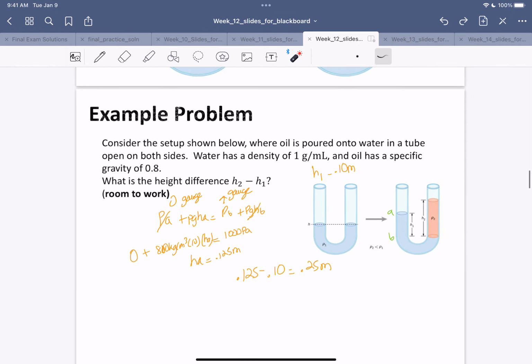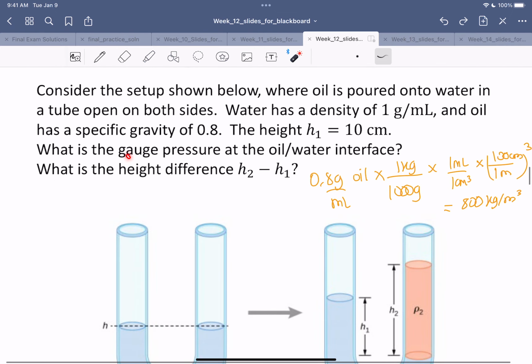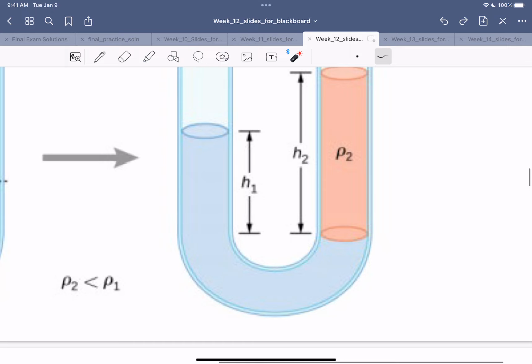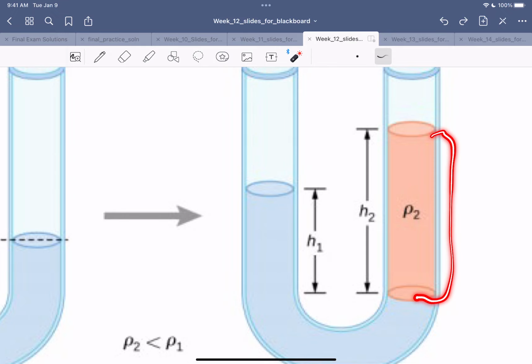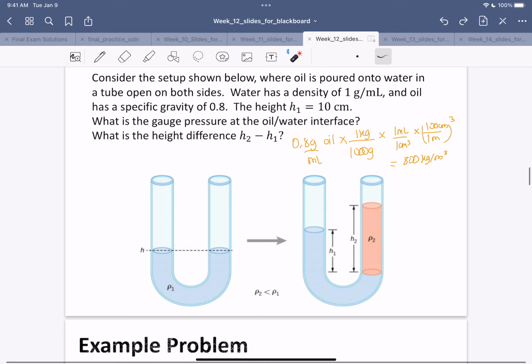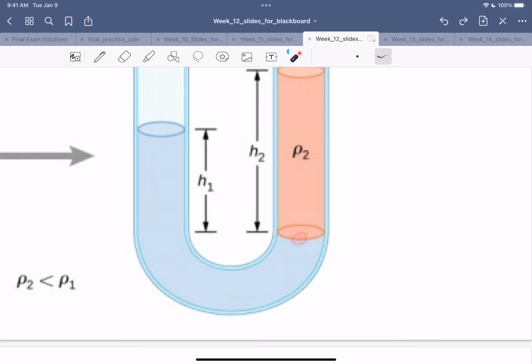So they're asking us two things in this problem. They're asking us what's the gauge pressure at the oil-water interface here, what's the gauge pressure there. They're also asking us what's the height difference between H2 and H1, right? So let's first start off this time with figuring out the gauge pressure at the oil-water interface.